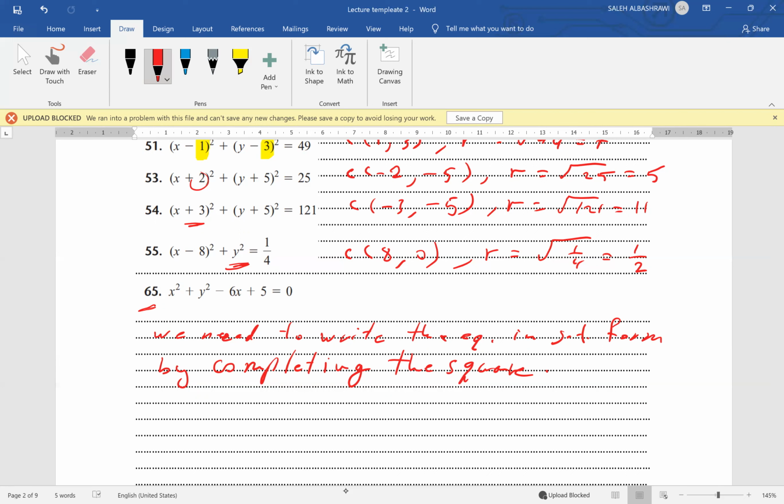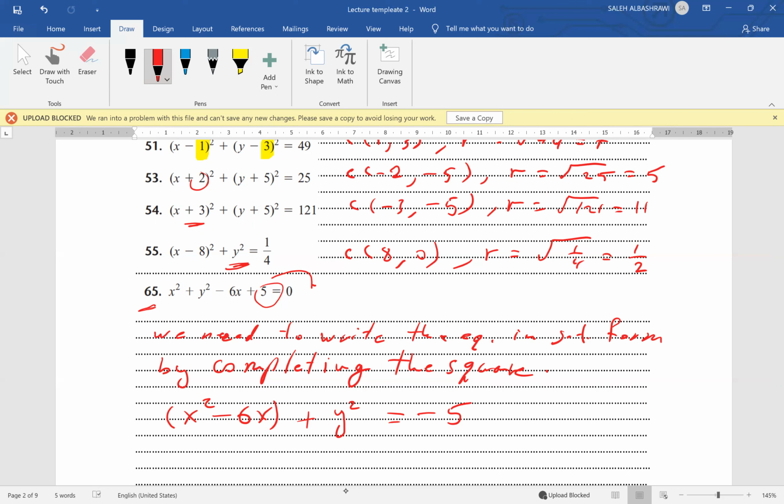Now, for example, for this one, I have x squared minus 6x. I will just put the same variable in one bracket, plus y squared equal to this 5. I will move it to the other side. It is minus 5. For the y variable, no need to complete the square because I don't have y to the power 1. I have only y to the power 2. But for x, I have x squared minus 6x to the power 1. Since I have x to the power 1, I have to complete the square for the x variable.